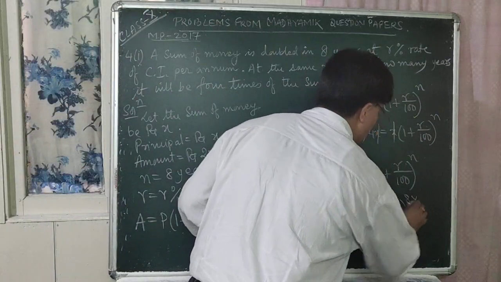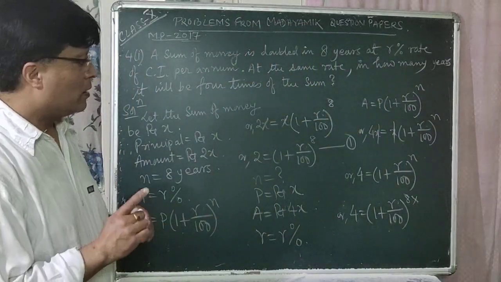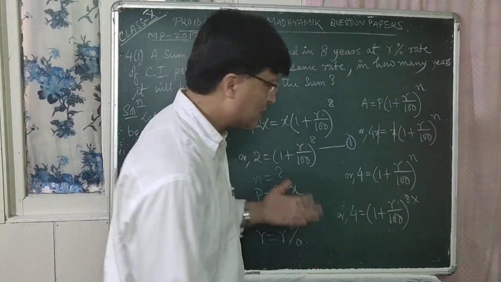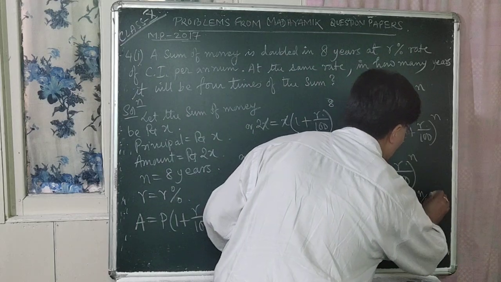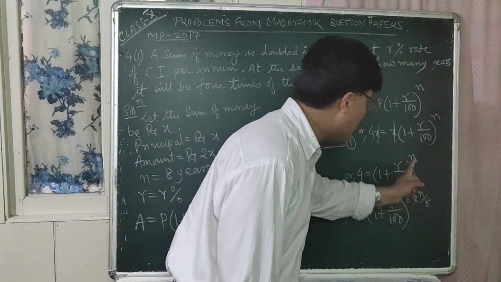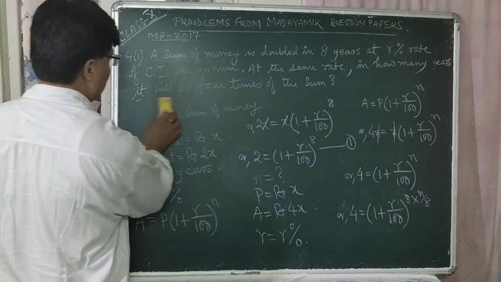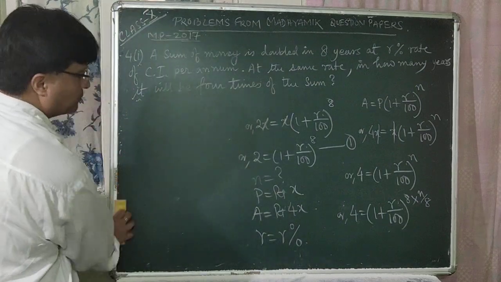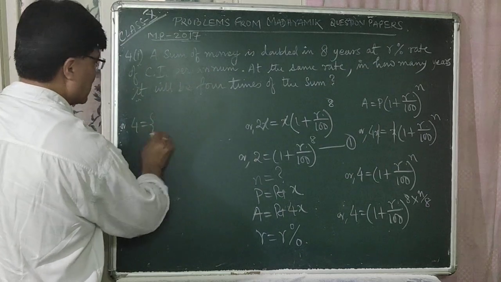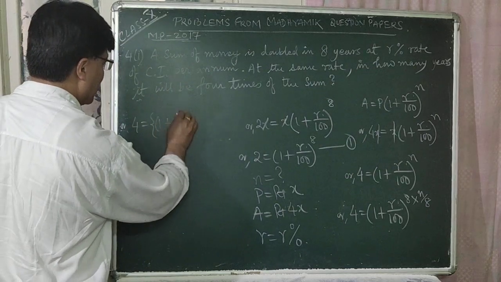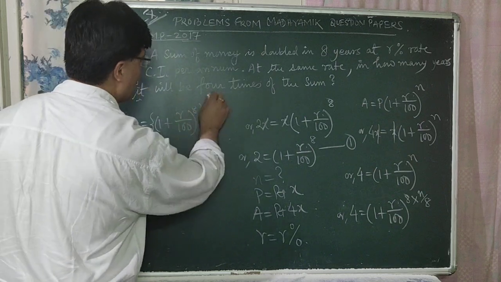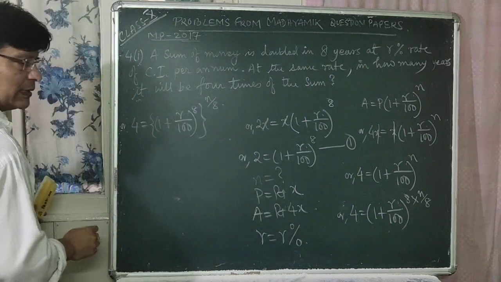So what will you write there? By which number will you multiply 8 to get n only? That is n by 8. This should be n upon 8, right? So you have understood, that is 8 into n by 8 will give you n, right? So now in the next step, 4 is equal to, now let us write it within second bracket, 1 plus r upon 100 whole to the power 8, second bracket closed, whole to the power n by 8, right?